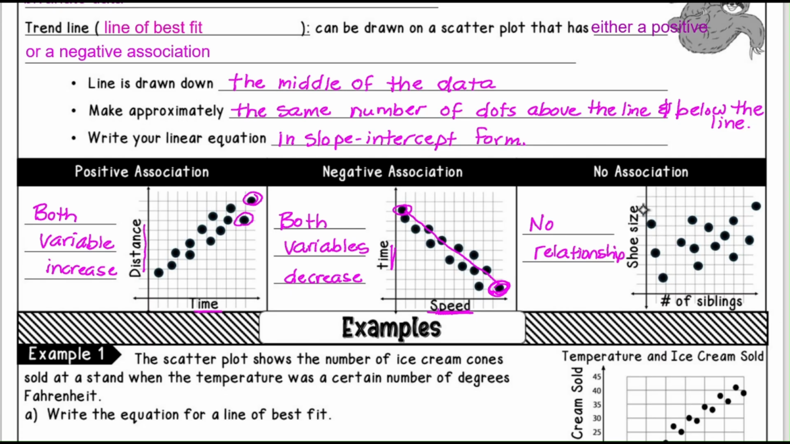So, like in this example, we graph shoe size and number of siblings. Of course, these are not related. Now your shoe size might generally increase, I guess, as your number of siblings goes up, in the sense that if you had, say, 5 siblings younger than you, you might have a bigger shoe size than somebody that only has 1 sibling younger than them. But there's really no relationship. So you end up with this kind of scattered plot here where there's no association.